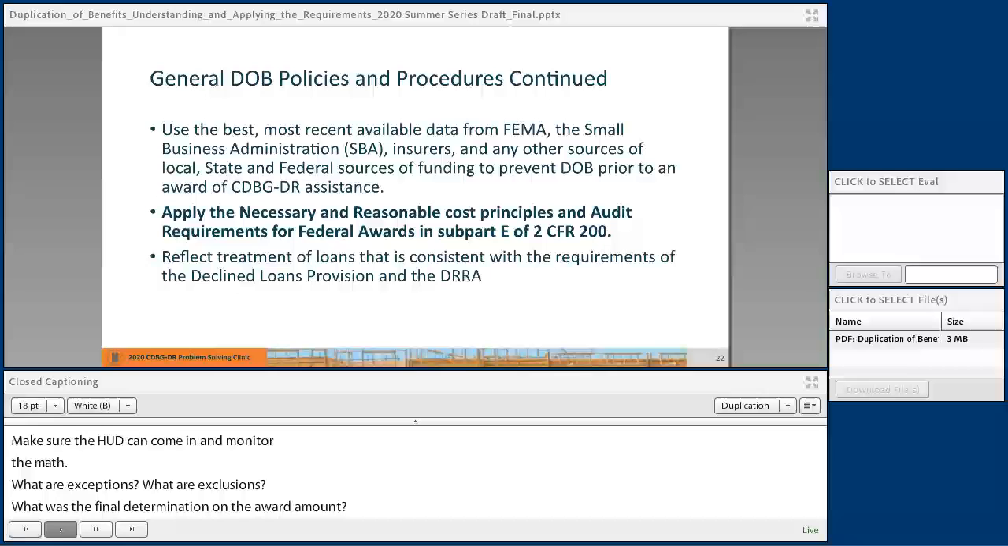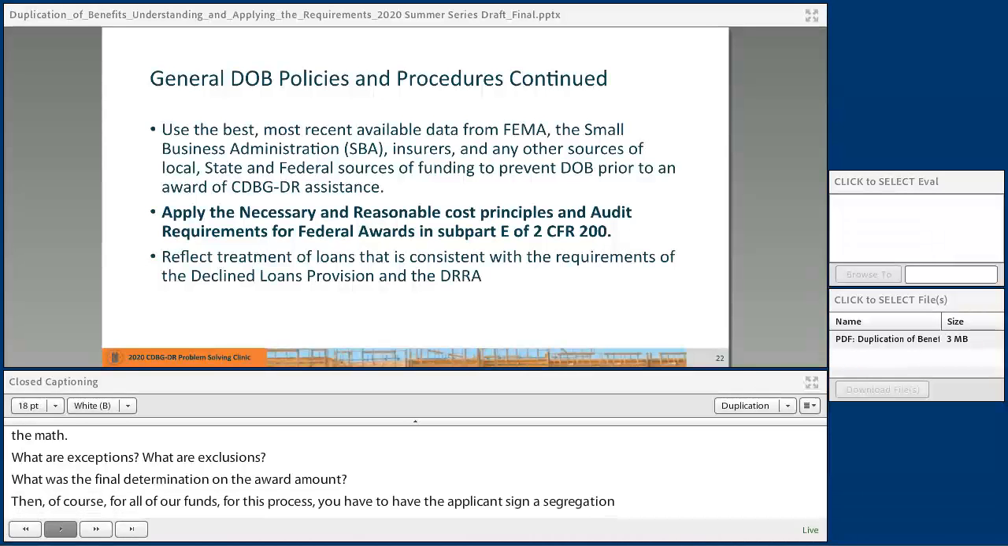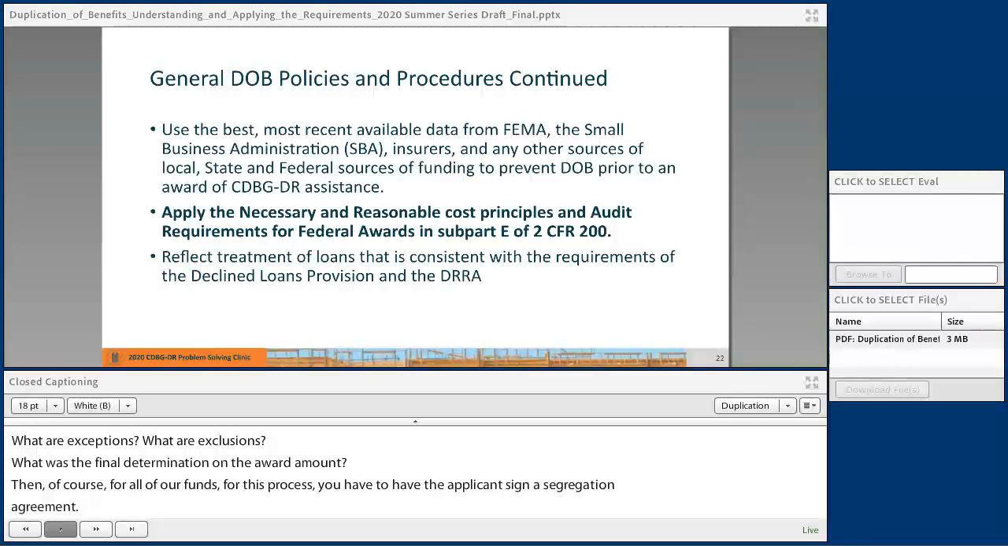So you're also required to use the best, most recent available data from FEMA, SBA, and insurers, and any other sources, state and federal sources of funding, to make sure that you're preventing any DOBs prior to the awarding of assistance. And then we've bolded the second bullet. This is a big one.